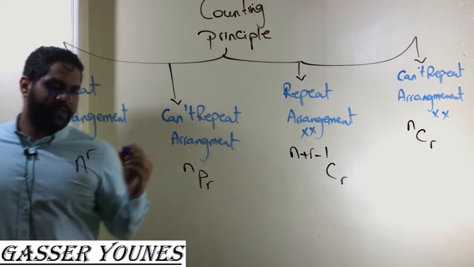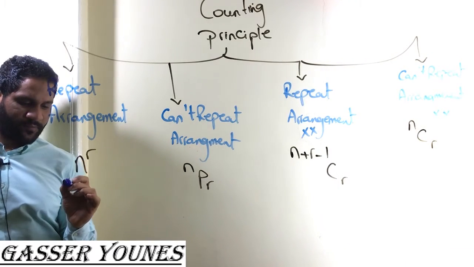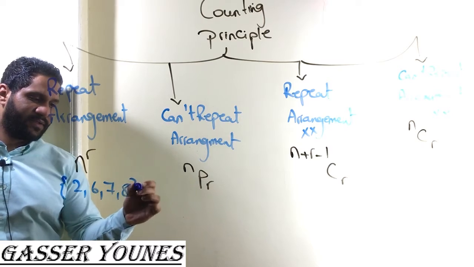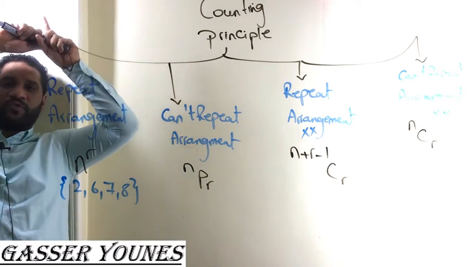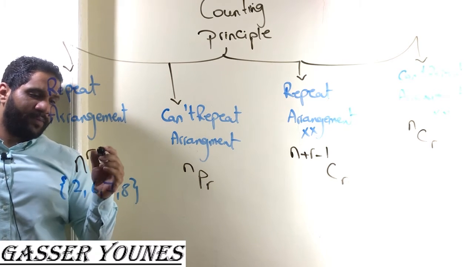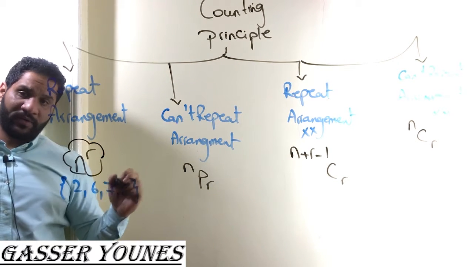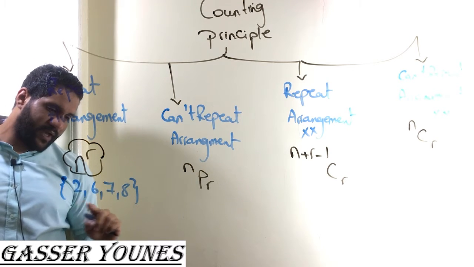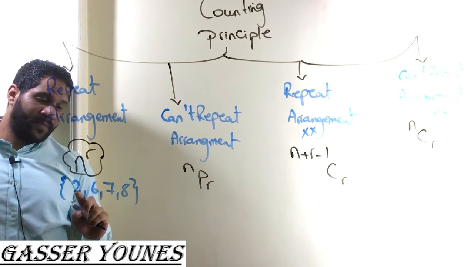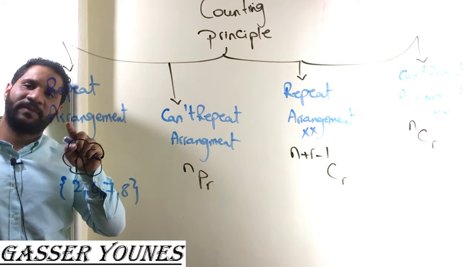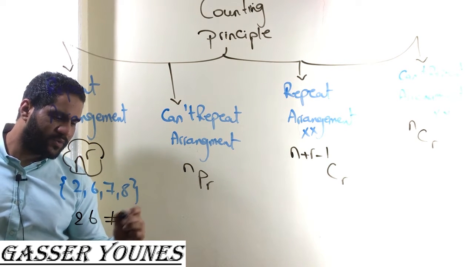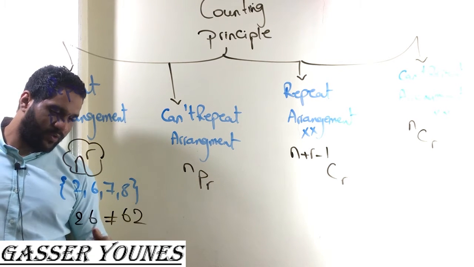Let me say that I'm having 4 digit numbers like 2, 6, 7, 8, and I want to form 2 digit numbers from these digits. The rule I'm going to use is n to the power of r. Why am I using this rule? Because I have here 4 digits and I want to see how many outcomes I can get. I can repeat and arrangement matters. Why does arrangement matter? Because 26 is not equal to 62.